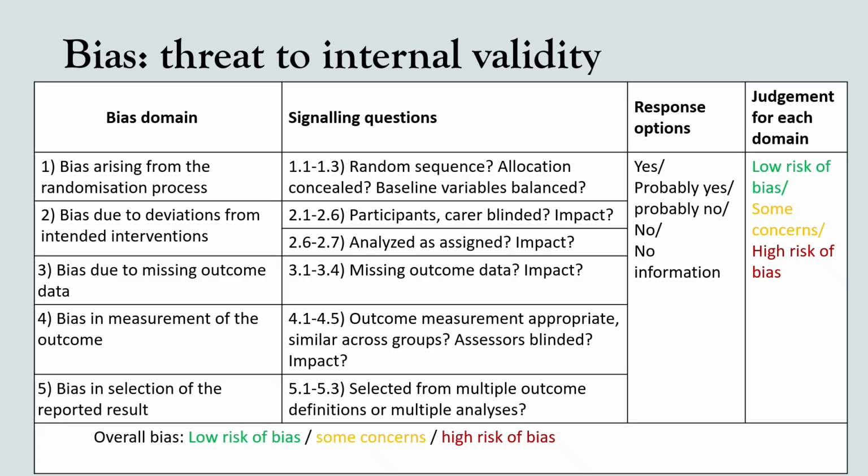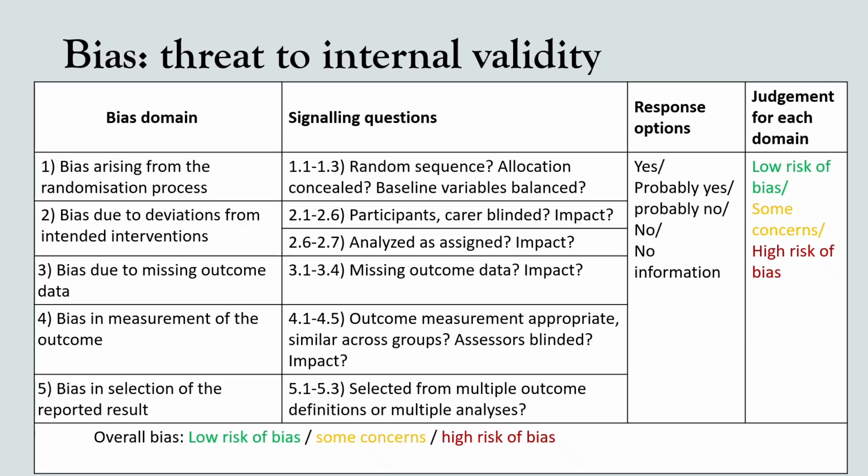For each domain, reviewers answer signaling questions using options like yes, probably yes, probably no, no, or no information. And based on these responses, each domain is judged as low risk of bias, some concerns, or high risk of bias. Finally, an overall risk of bias judgment is made for each study. This structured approach helps ensure that risk of bias assessment is transparent, consistent, and not based on personal opinions alone.